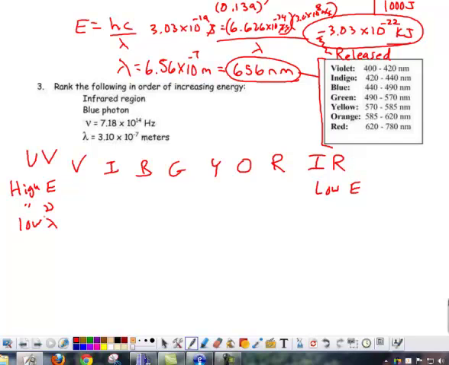Which means low wavelength or short wavelengths are over there with the high energy. So the low frequency would be high wavelengths. And you can see that here. Red is 780. Violet is 400.